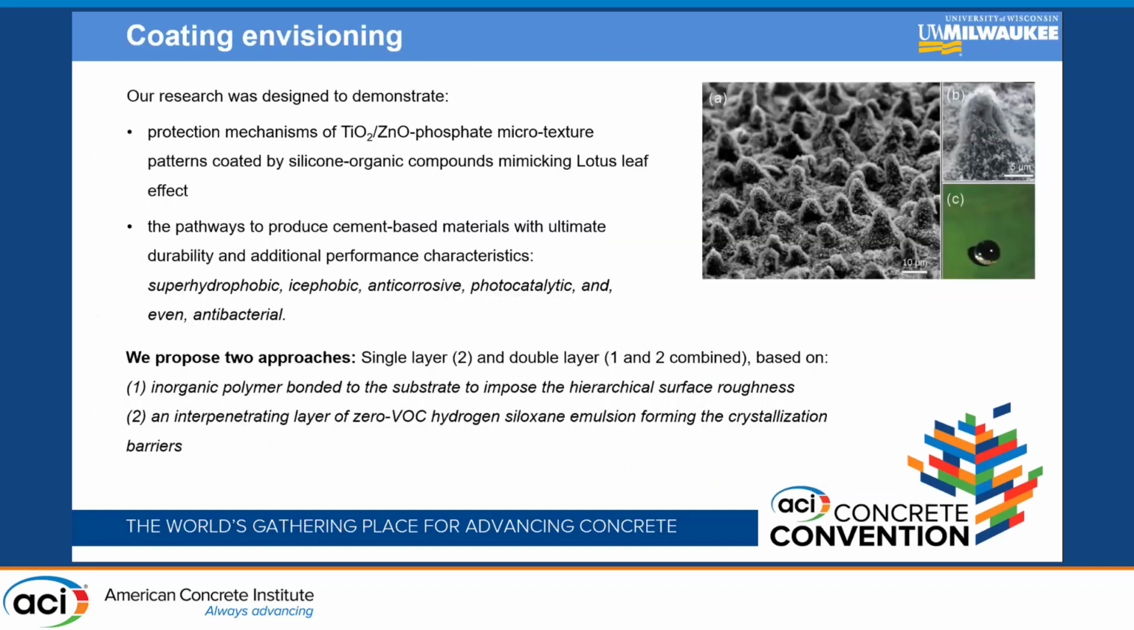So now I would like to present some coating envisioning, how we envision the process of application and what we would like to obtain. We propose two approaches. One will be the single layer, where we will apply only the second layer of interpenetrating zero VOC hydrogen siloxane emulsion on the surface. And the second approach is the double layer, where we will create with some inorganic polymer or inorganic ceramic on the surface a hierarchical roughness, which will be able to enhance the contact angles, more or less mimicking the lotus leaf, which we can see as well in these micrographs on the right.